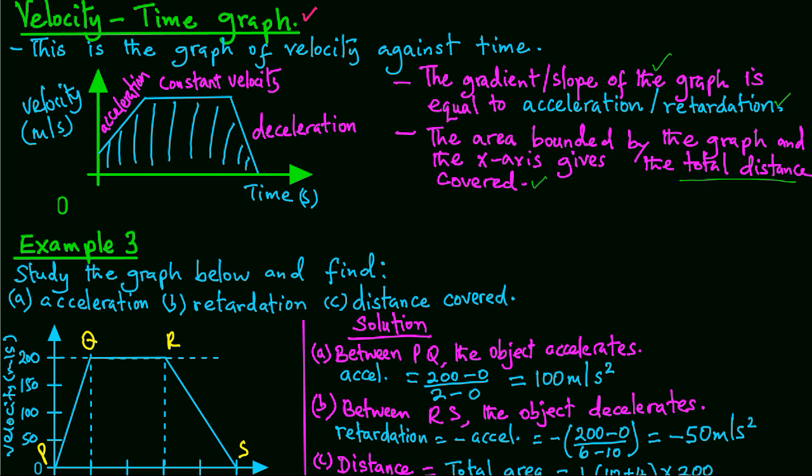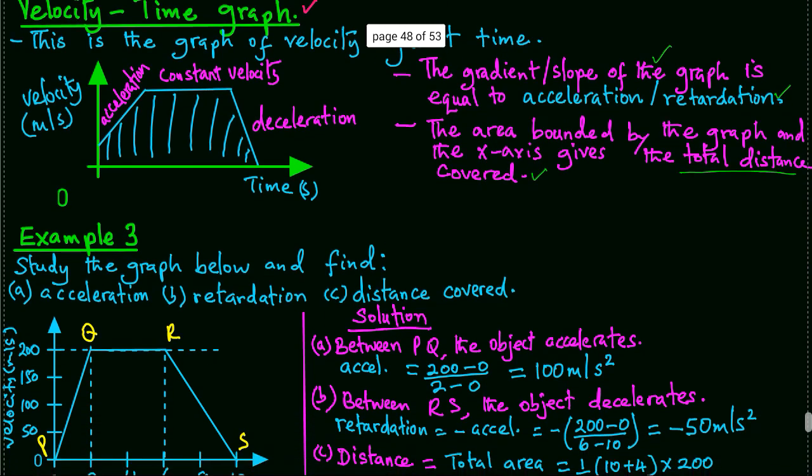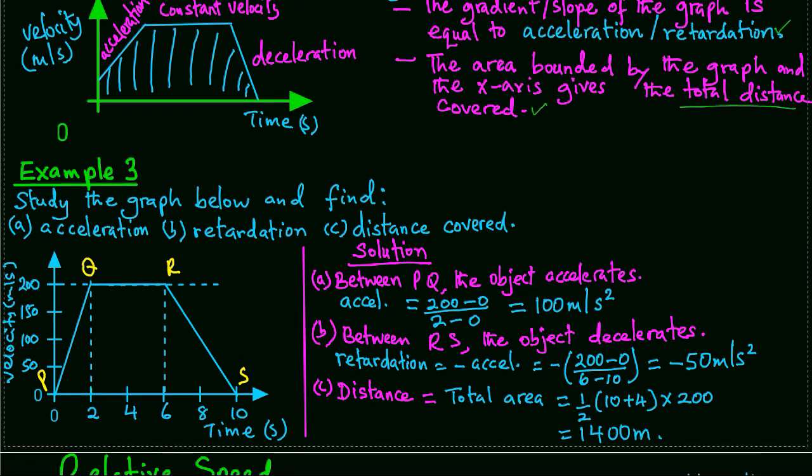For example, in example 3, we have a graph given, and in that graph we are required to find the acceleration, retardation, and distance covered. So in this graph, between P and Q, the object accelerates, and therefore to find acceleration we need to determine the slope of the graph between P and Q.